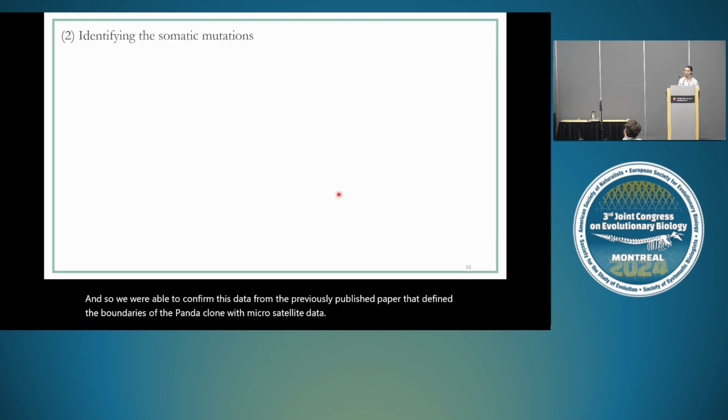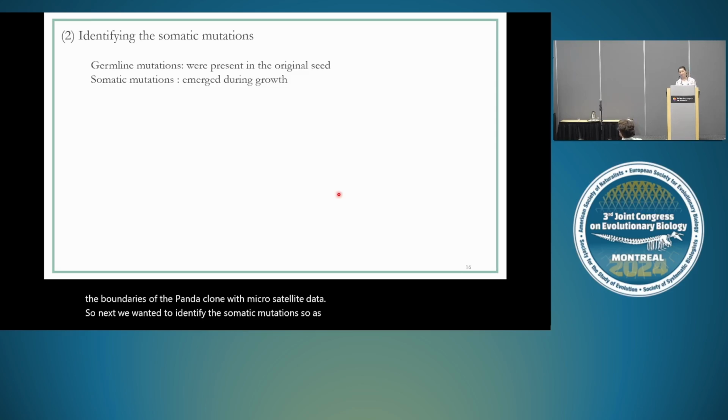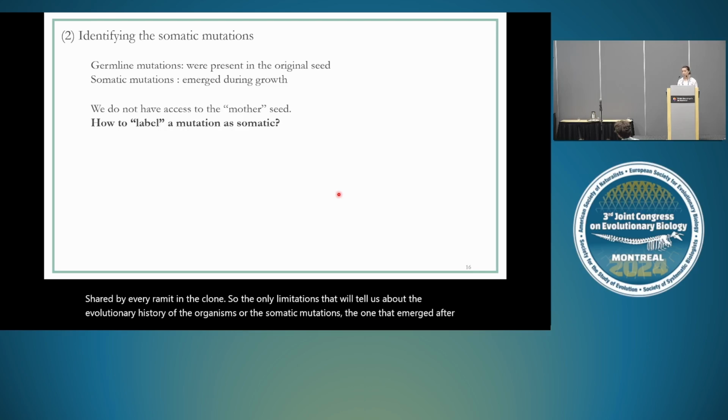So next, we wanted to identify the somatic mutations. As I mentioned earlier, usually we focus on germline mutations, which are the mutations that would have been present in the seed and that are just shared by every ramet in the clone. So the only mutations that will tell us about the evolutionary history of the organism are the somatic mutations, the ones that emerged after germination. However, we do not have access to these mother seeds, the control. So how can we label mutations as somatic?